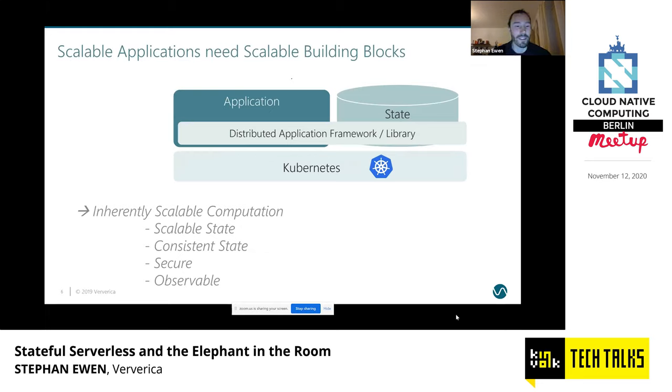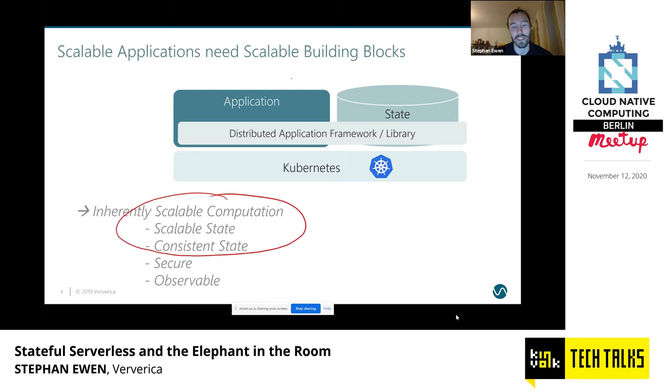And scalability here is really just one aspect, right? We're looking, of course, at various concerns in that space, like scalable computation, state consistency is a big thing, but also security, observability, and so on. So in this talk, I would really like to focus on these three parts: scalable computation, scalable state, and consistent state.